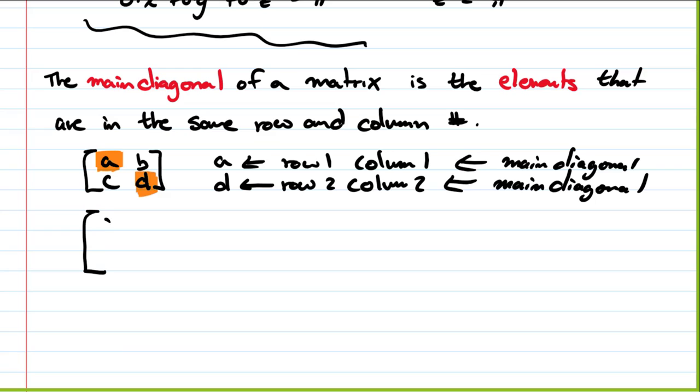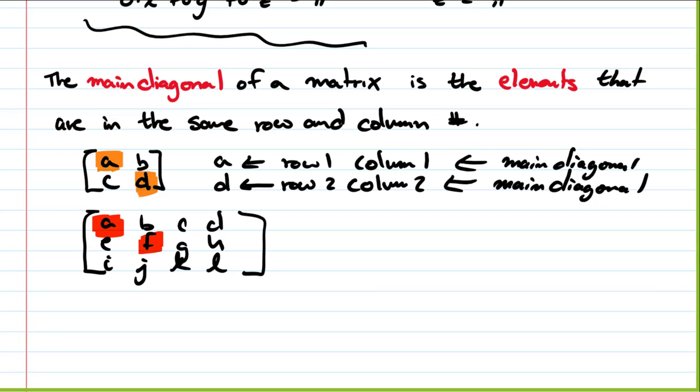So, for instance, if I had the matrix A, B, C, D, E, F, G, H, I, J, K, and L, our main diagonal would be the elements A, F, and K. Because A is in row 1, column 1, F is in row 2, column 2, and K is in row 3, column 3. So the elements on the main diagonal are the ones that are in the same row and same column. All right.